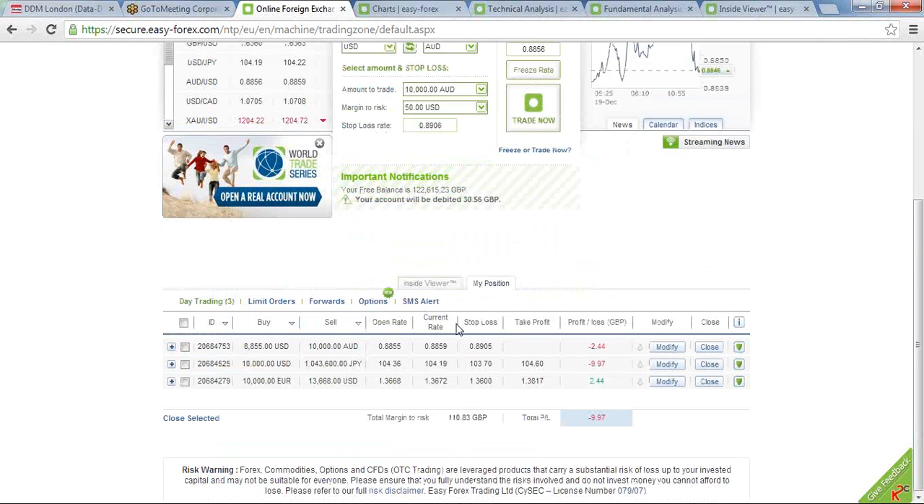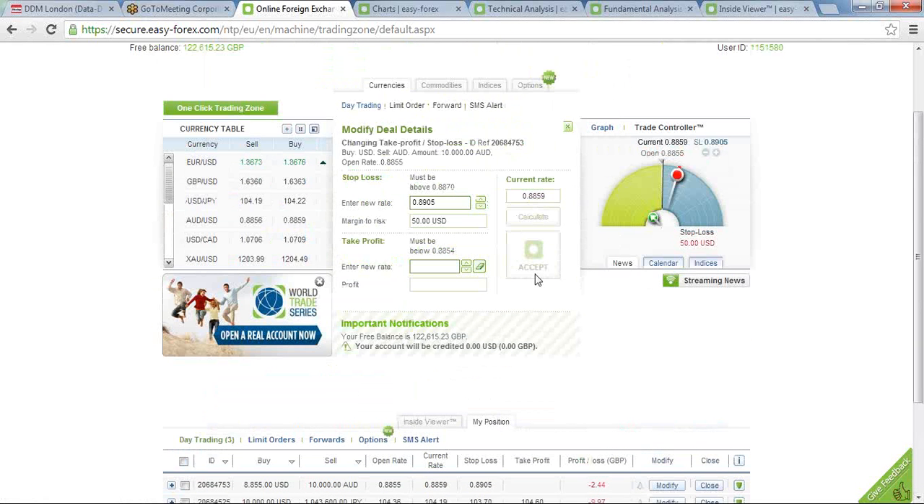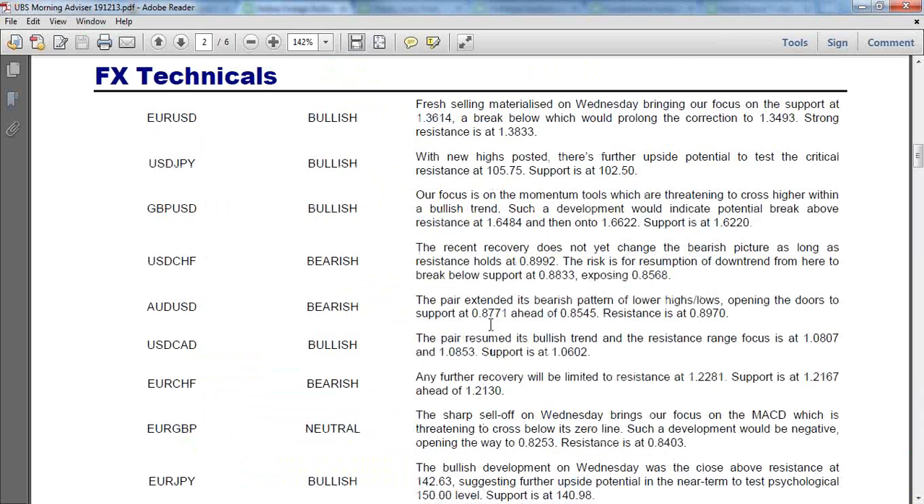Trade is open. You can see it down below. First thing I do every time, modify my stop loss at the resistance, 0.8970.